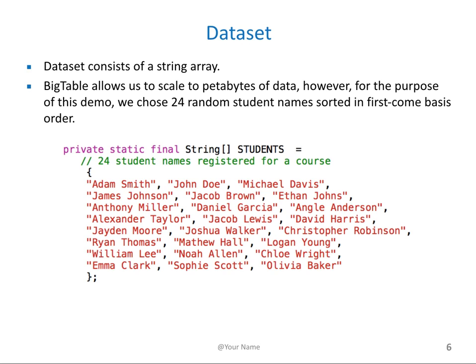So, the dataset. My dataset consists of a string array. Although BigTable allows us to scale to a large amount of data, I decided to use a rather small scale, and for the purpose of this project I chose only 24 random student names that are sorted in first-come basis order. This is the array of strings of students. So Adam Smith registered first, then John Doe, and Olivia Baker was the last one.